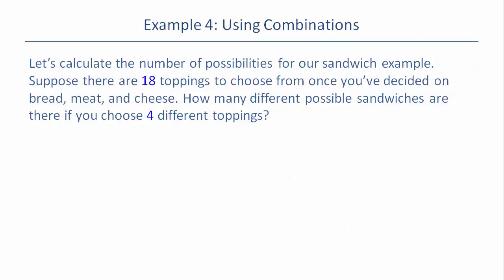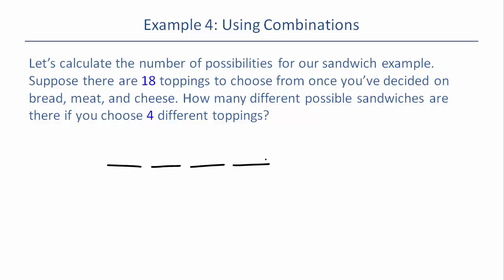All right, let's try another example. Let's calculate the number of possibilities for our sandwich example. Suppose there are 18 toppings to choose from once you've decided on bread, meat, and cheese. How many different possible sandwiches are there if you choose 4 different toppings? All right, well, how many dashes do we need? That's right, we need 4 because we're choosing 4 toppings.